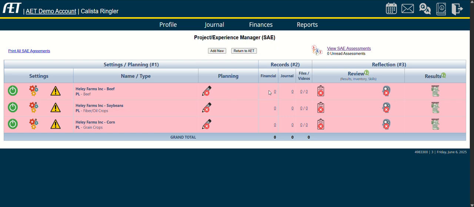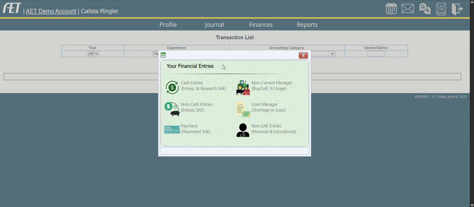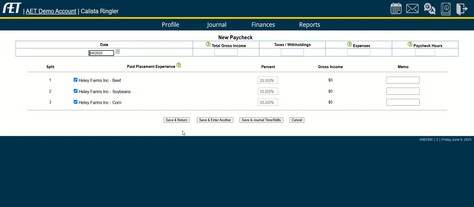So in my examples, I am working for Healy Farms Incorporated. What I can do here is hit financial, and I'm going to hit a new financial entry. Again, I am working for someone, so that's a placement SAE. So all I'm going to do is look for placement SAE. Placement SAE, paycheck, that is exactly what I am saying I'm earning. So that's the button I'm going to click.